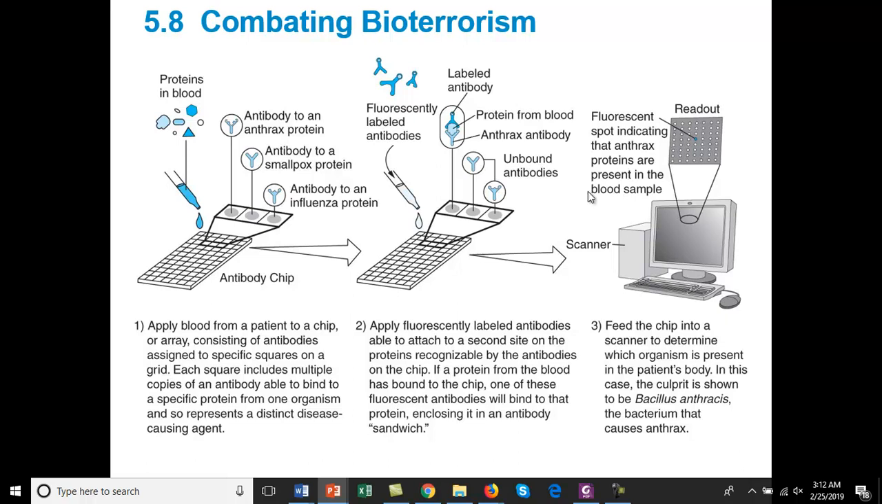And you would go ahead and you would put blood, probably serum, directly on the antibody chip. Okay, and then you would do a labeling antibody, a sandwich antibody assay, and then you would see which one of these squares lights up and see a characteristic pattern for the pathogen that's being detected. So this antibody labeled chip can then be used to diagnose disease.